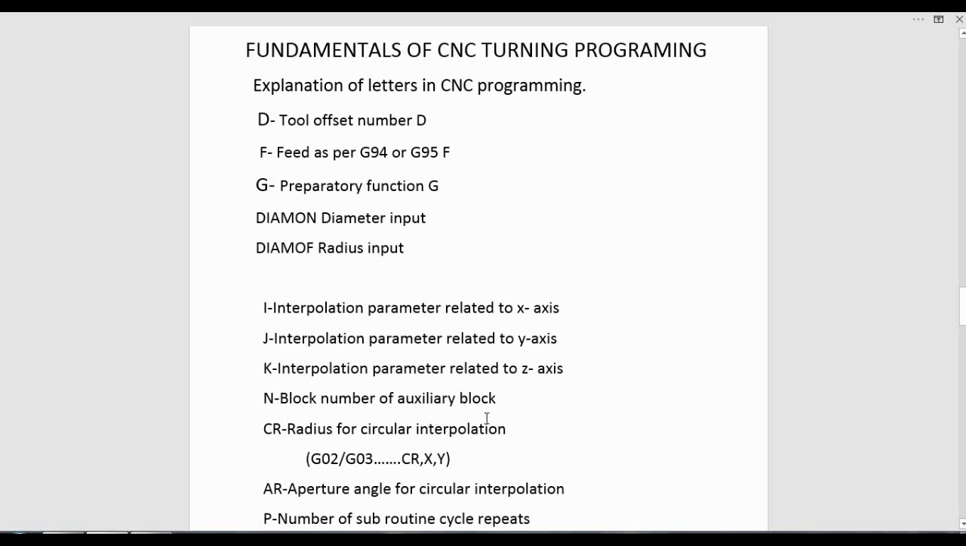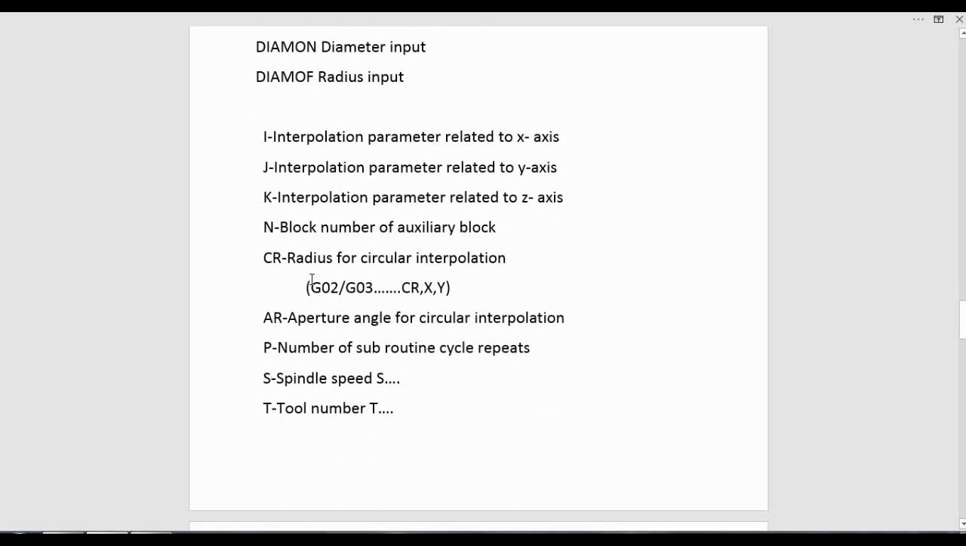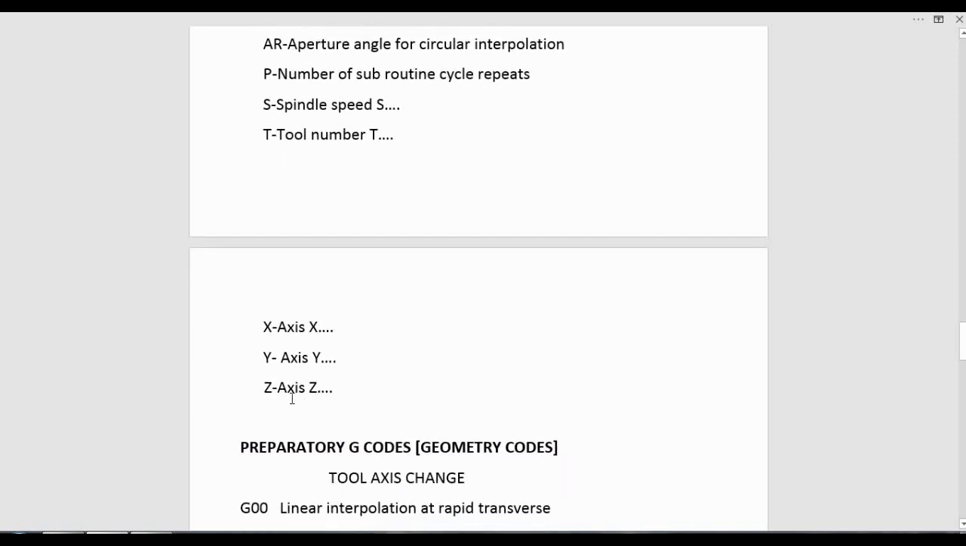CR, radius of circular interpolation. It is used when G02 or G03 is given. AR, aperture angle for circular interpolation. P, number of subroutine cycle repeats. S, spindle speed. S100, S200 likewise. T, tool number. X in X-axis and Y in Y-axis and Z in Z-axis.